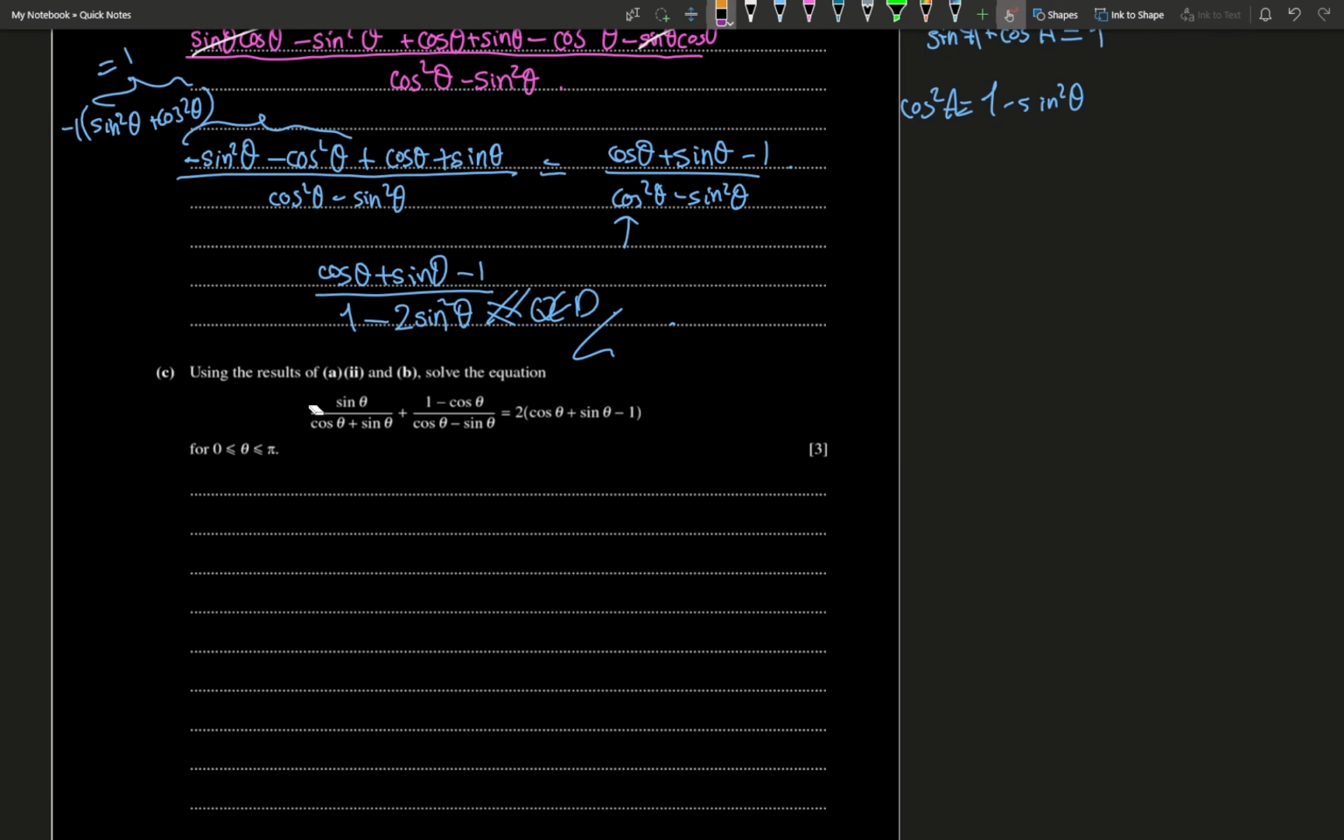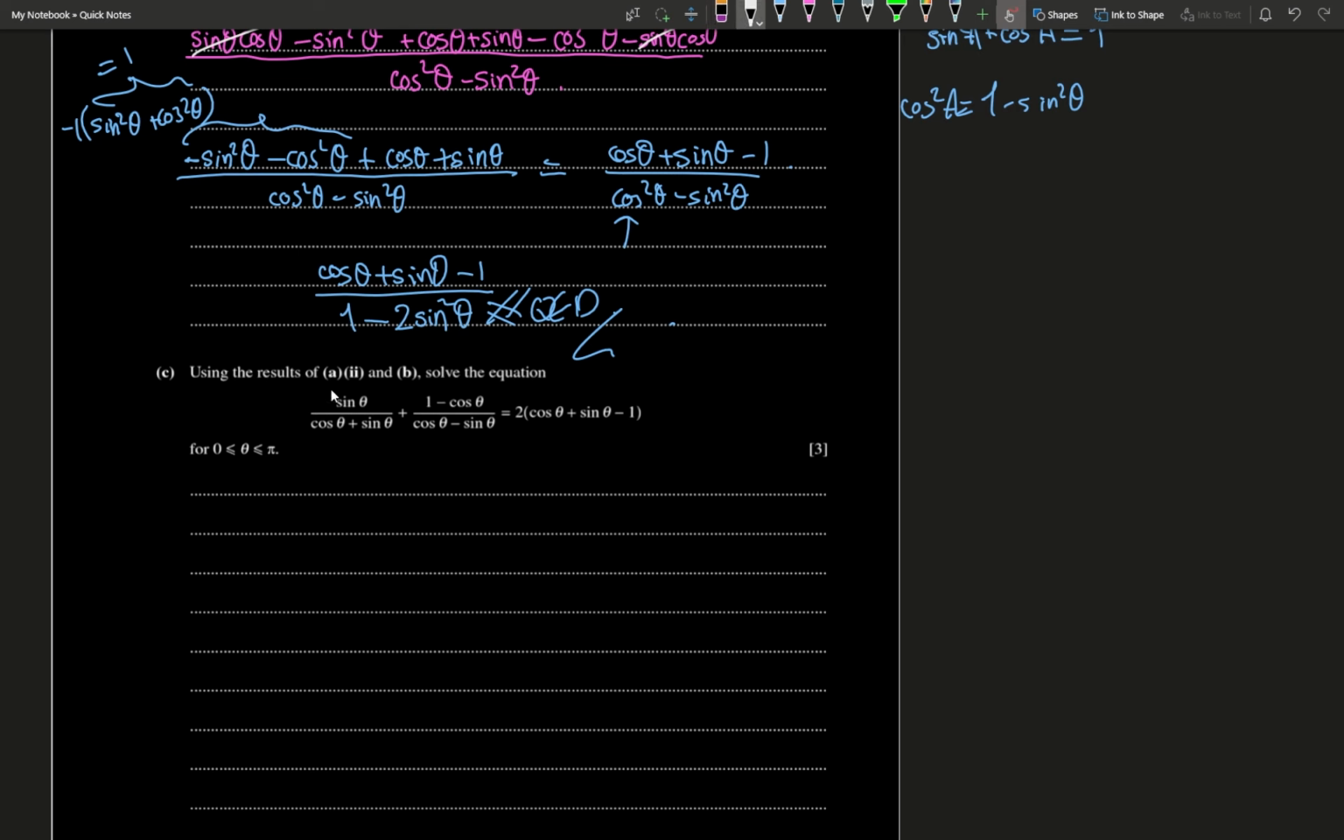For part C, using the results of A double I and B, solve the equation sine of theta divided by cosine of theta plus sine of theta plus 1 minus cosine of theta divided by cosine of theta minus sine of theta is equal to 2 times cosine of theta plus sine of theta minus 1 for theta greater than or equal to 0 and less than or equal to pi.